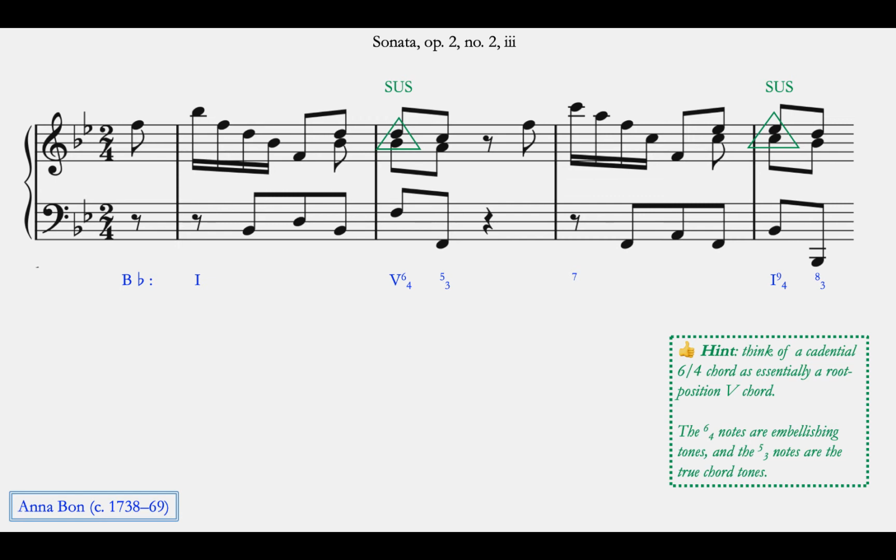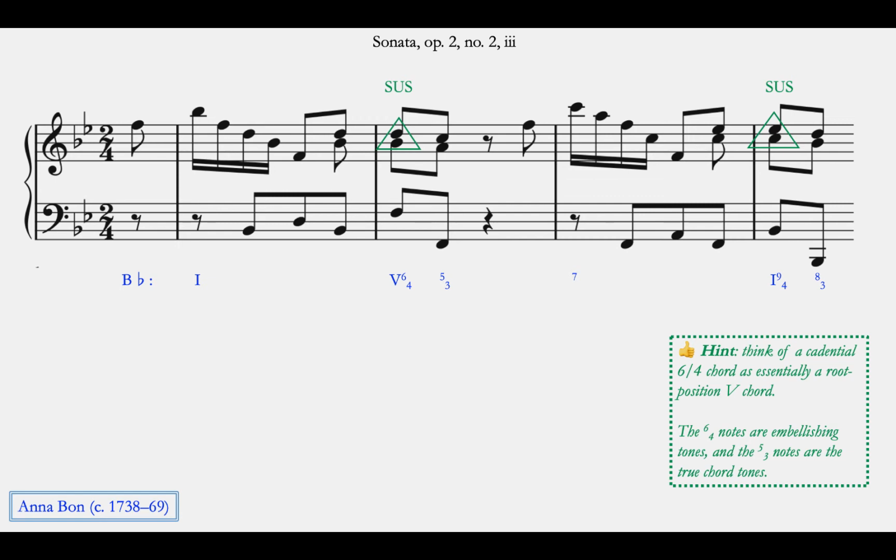In the third bar, we have a 5-7 chord, and then the bass moves in the last bar to tonic. Once again, we have a pair of suspensions. We have a 9-8 suspension and a 4-3 suspension. So there's sort of a rhyme between what's going on in bars 1 and 2 and what's going on in bars 3 and 4. A few points I'd like to emphasize at this point.